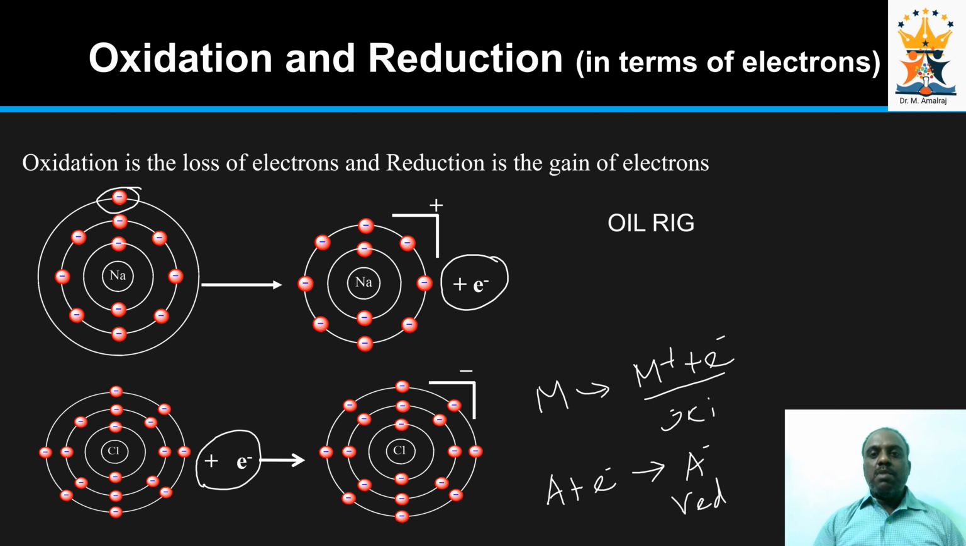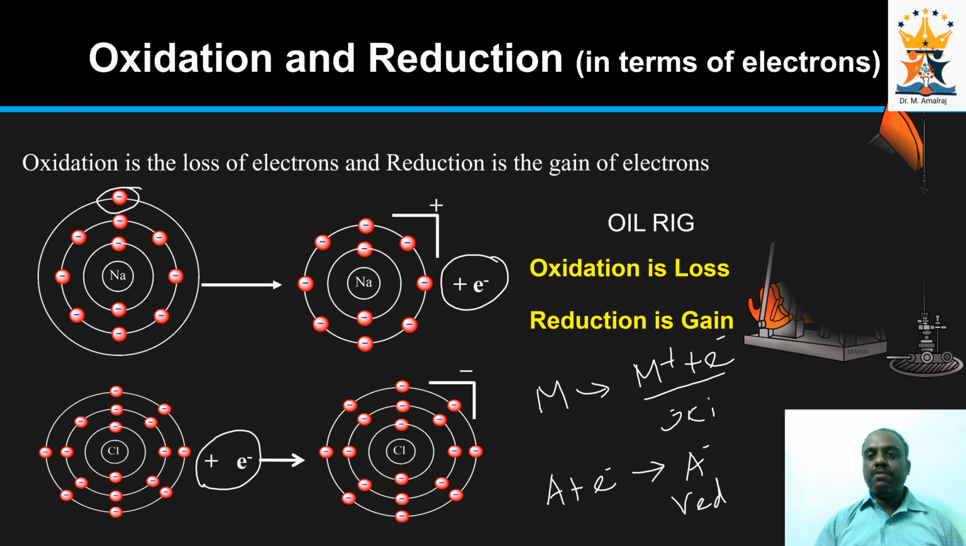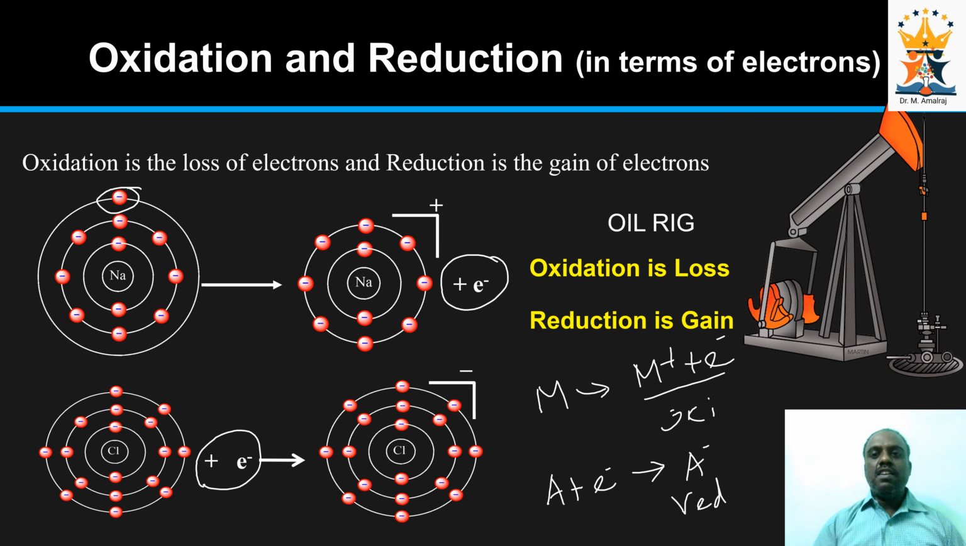Simply we can remember OIL RIG, that is, oxidation is loss, reduction is gain. You can refer to this picture. This is nothing but the OIL RIG. So oxidation is loss, reduction is gain. You can easily remember it this way.